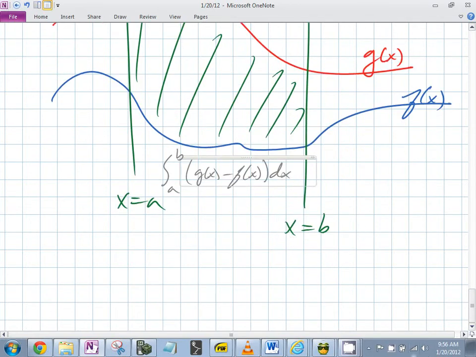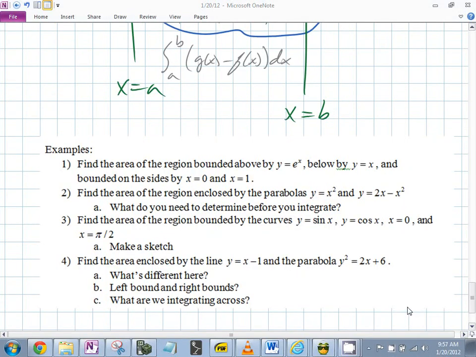Well, let's look at a few of the questions. This one here says, find the area of the region bounded above by that function, below by that function, and bounded on the sides. When it says something is bounded above, and it gives you the limits, you can assume that it's going to be above the whole time. So for this one, can someone tell me what the integral expression is going to be for this first one? The integral from 0 to 1 of minus dx, because the lower function is y equals x. Do you feel comfortable in integrating that? It's about as easy as it gets.